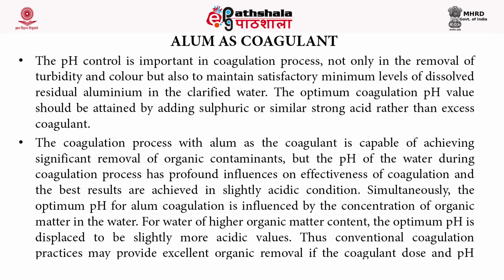The coagulation process with alum as the coagulant is capable of achieving significant removal of the organic contaminants, but the pH of the water during the process has profound influences on the effectiveness of coagulation. The best results are achieved in slightly acidic conditions. Simultaneously, the optimum pH for alum coagulation is influenced by the concentration of organic matter present in the water. For water of higher organic matter content, the optimum pH is displaced slightly more toward the acidic side. So, conventional coagulation practice may provide excellent organic removal if the coagulant dose and the pH conditions are adjusted to the optimum range.